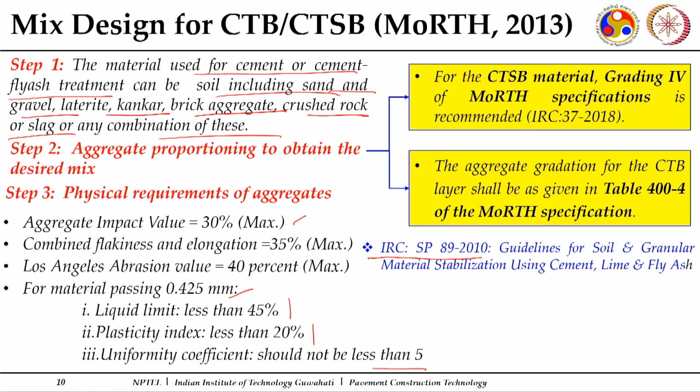Uniformity coefficient, Cu, gives you an idea of how much dispersion there is in the aggregate gradation, whether the material is uniform. If it is uniform, then your coefficient of uniformity will be less. So you always want this coefficient of uniformity to be more.